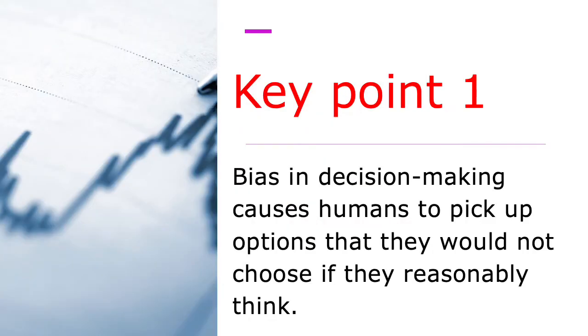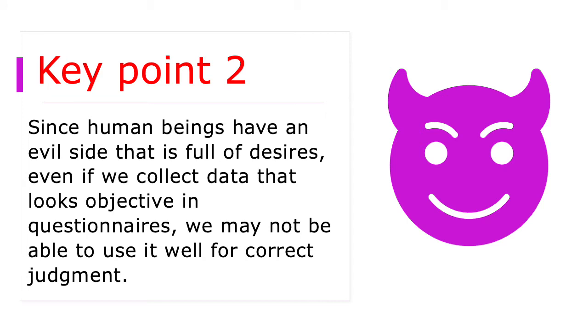This book has very important points. Firstly, bias in decision making causes humans to pick the option that they would not choose if they reasonably thought. Key point 2. Since human beings have an evil side that is full of desires, even if we collect data that looks objective in questionnaires, we may not be able to use it well for correct judgment.